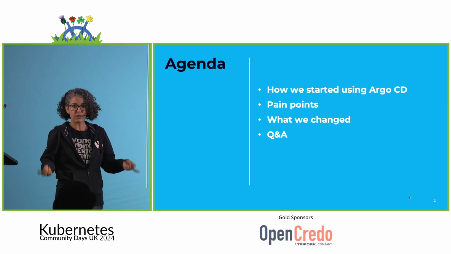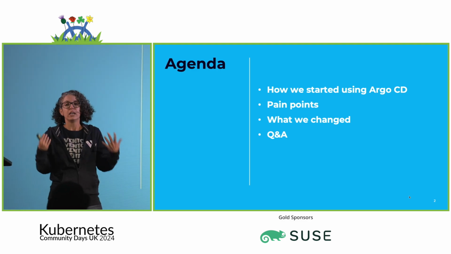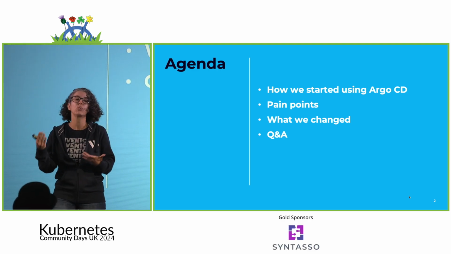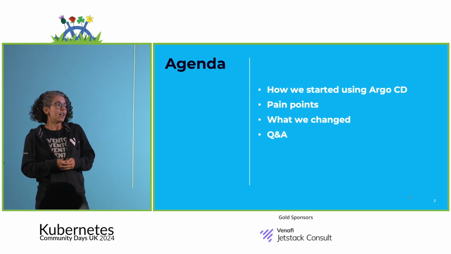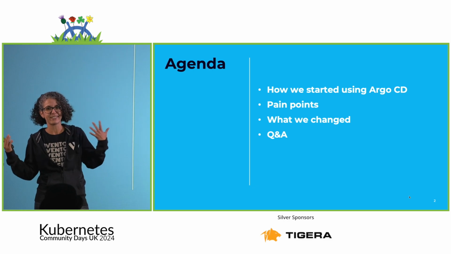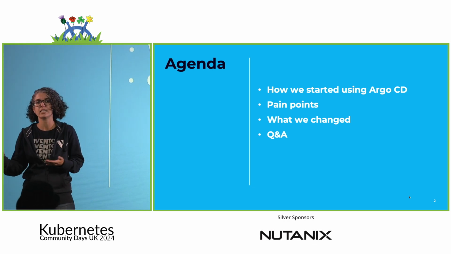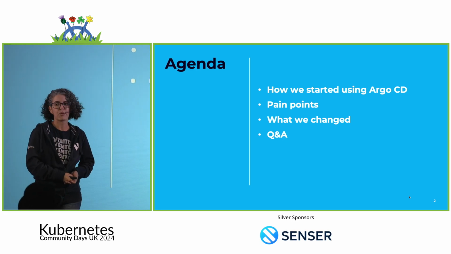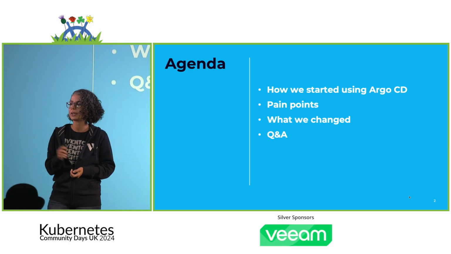The agenda for our talk is mainly this. We will start by talking about how we started using ArgoCD, and some of the decisions that we took at the moment with the information that we knew. Then we will go through all the pain points we suffered from some of those decisions and what we changed until reaching the current approach that we are using to deploy our applications with ArgoCD. And we will try to save some minutes for Q&A.